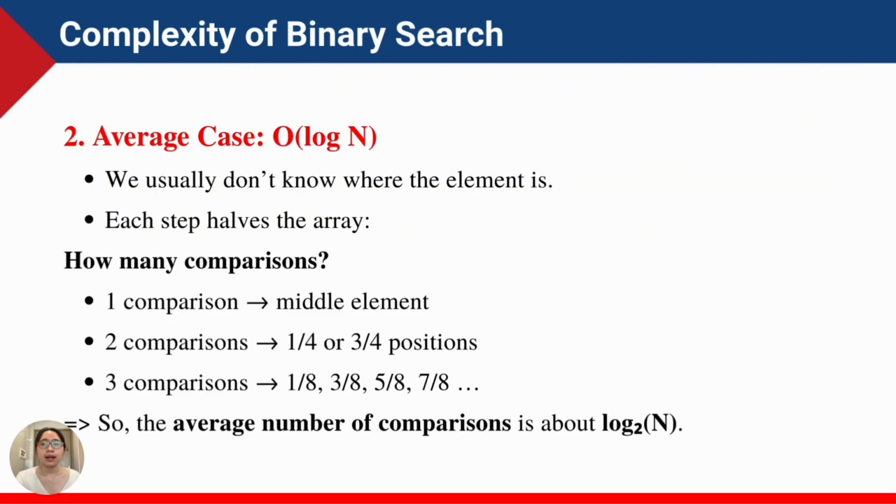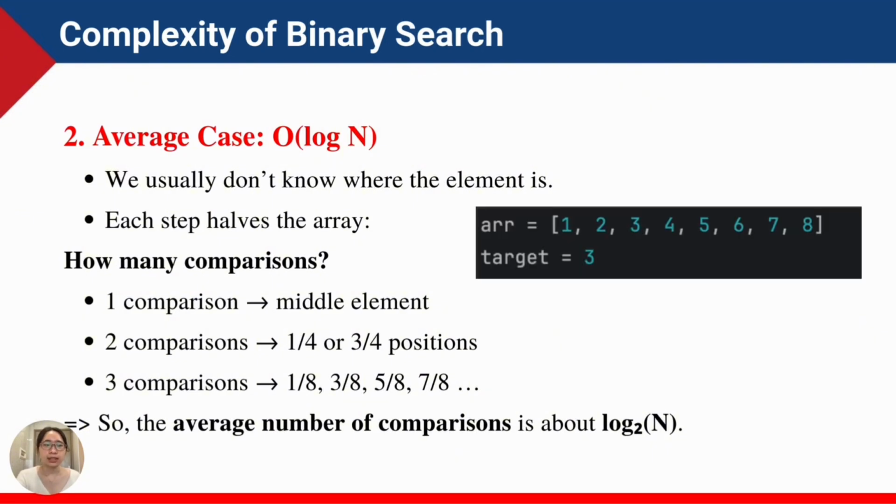Let's see the average case. Now in a real situation, we usually don't know where the target is, right? So binary search, by halving the search space at each step, gives us a logarithmic complexity. As you can see, every time we make a comparison, binary search cuts the remaining search space in half. So after just a few comparisons, we are left with a very small portion of the array, as you can see in the example.